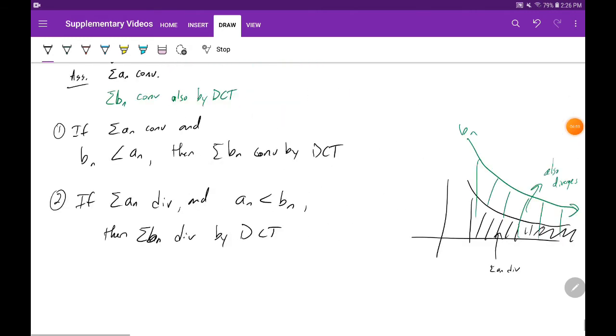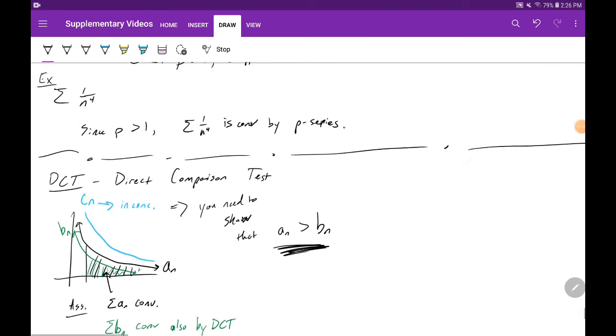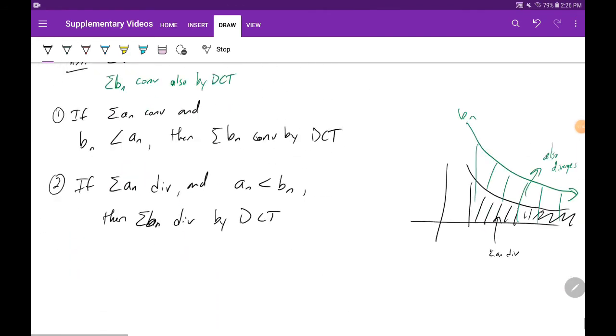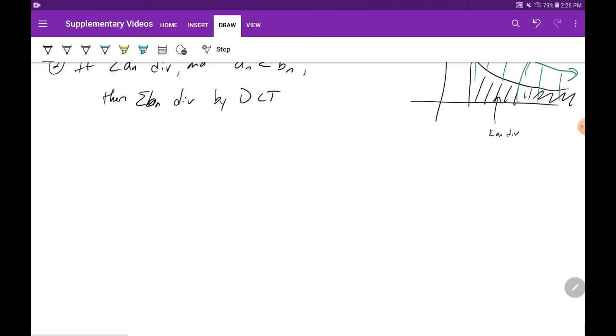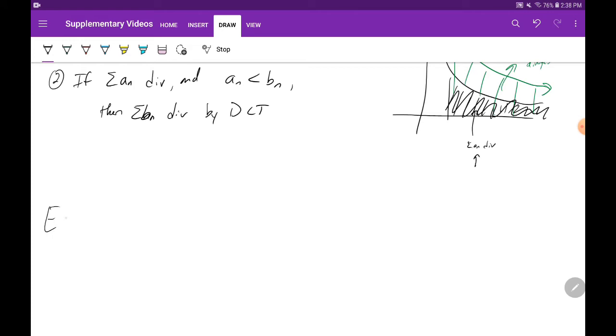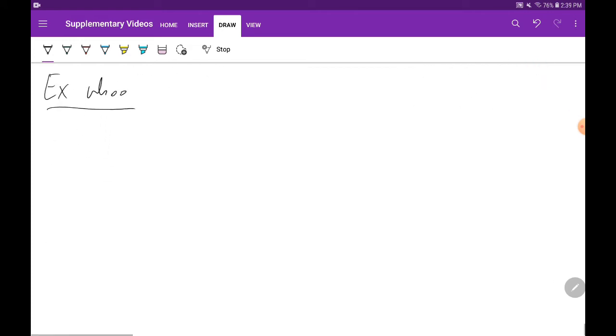So let's look at a quick example here. If I have time, I'll do two of these. But we're going to do two examples, one convergent, one divergent case. All right, so let me pull up my example here. I'll call this example woo, because I'm just making this up. So here we go. Let's say I have a series from 1 to infinity of n squared minus 3 this time. Okay, so here we go.